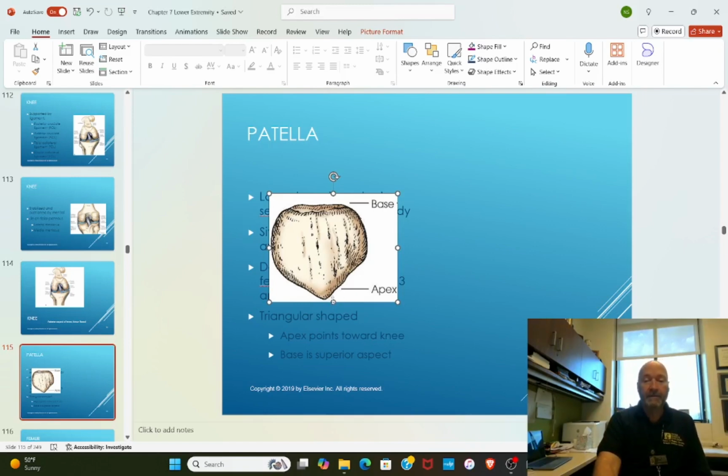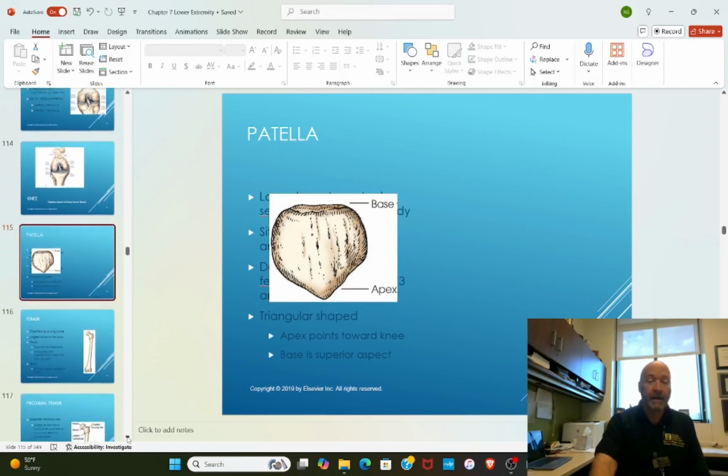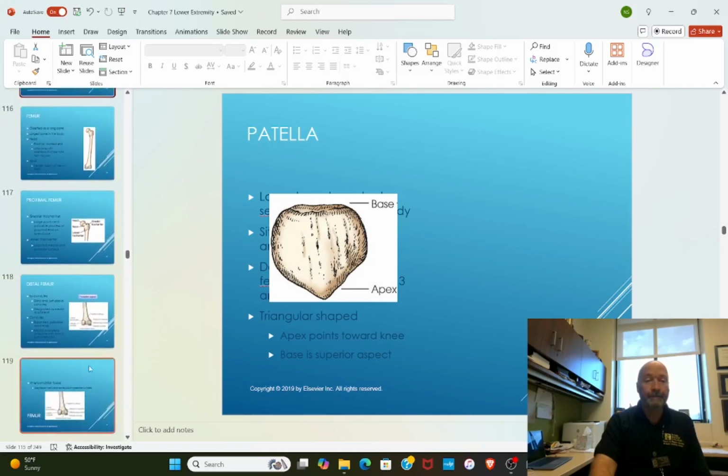So the apex is important to know where it is, because when we position for a knee, we're going to position our central ray just distal to the apex of the patella. So it's actually going to be below the patella to go through the joint space itself. So we'll talk about that when we get into positioning of the knee.